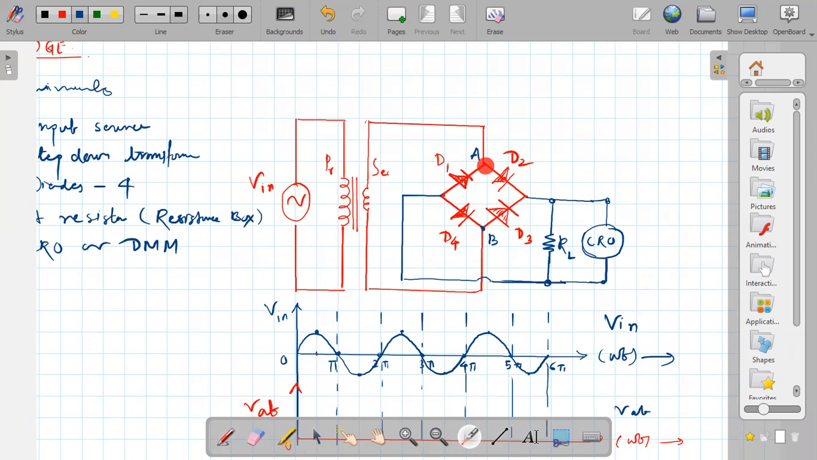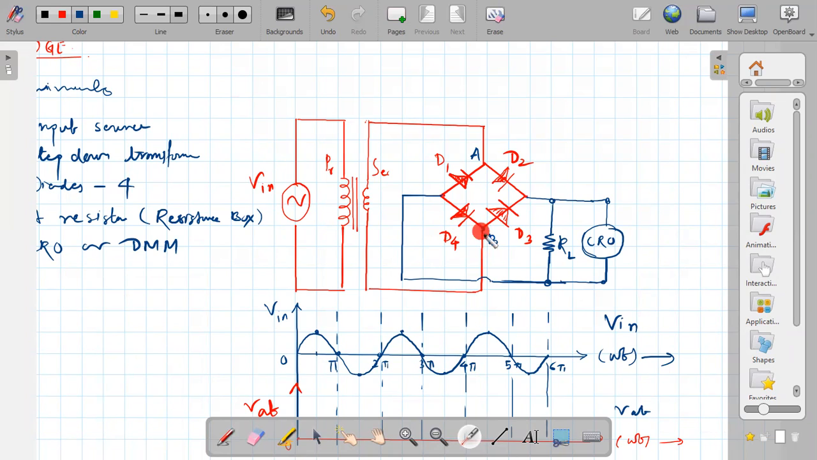When there is positive voltage at the anode of D2, in which bias will D2 be? Forward bias. Understood, dear student? Yes, sir. During the positive cycle at point A, D2 will be in forward bias. At the same time, when positive at point A, simultaneously negative cycle at point B. And when negative at point B, the cathode of D4 is connected to negative, therefore D4 is in which bias? Forward bias.